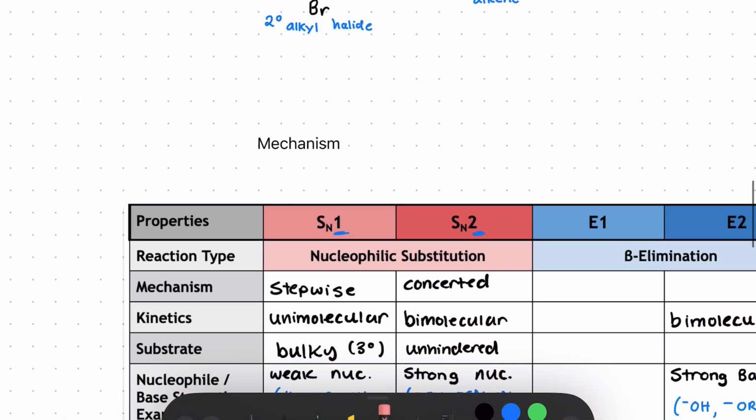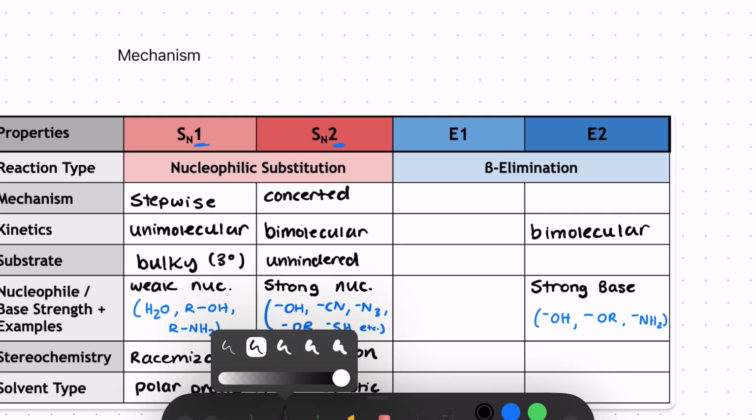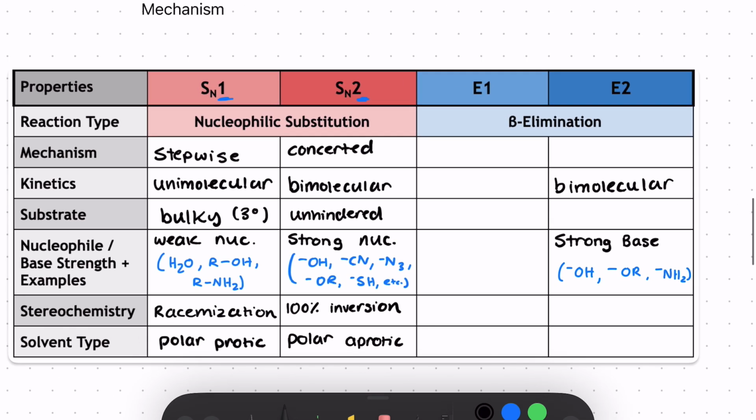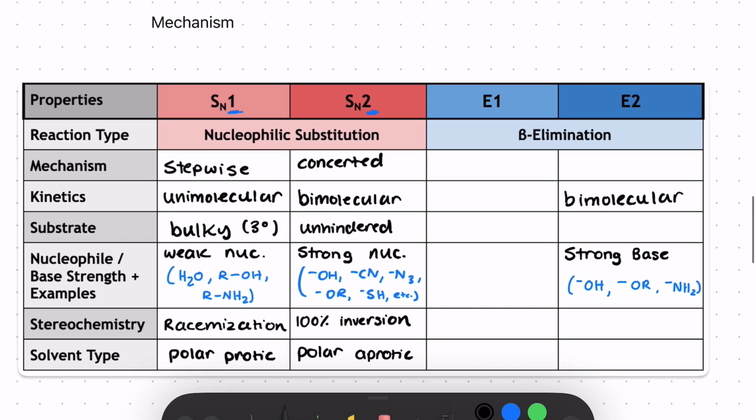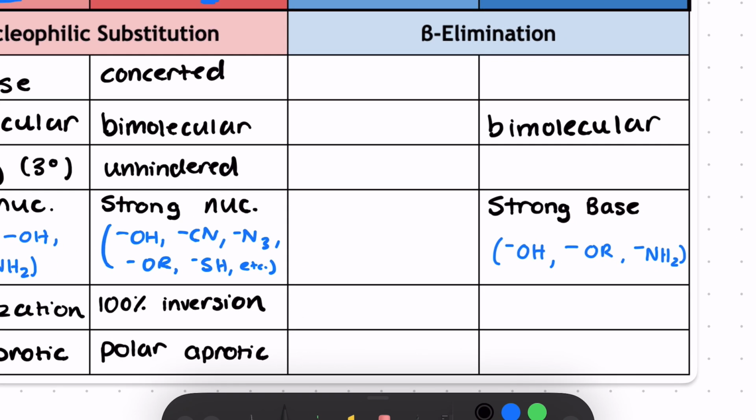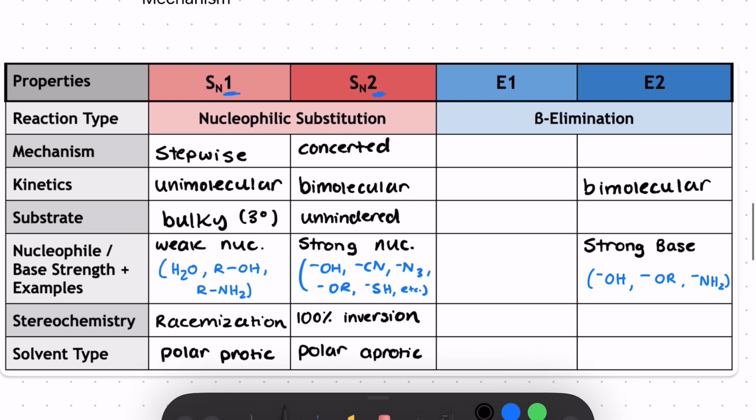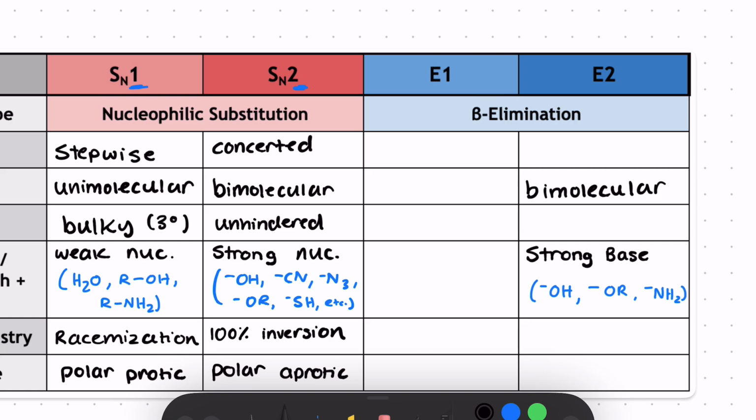So we're going to switch back to our table. We've been filling out this table over the course of the last couple of videos. And you'll recognize again, kinetics are bimolecular, and our base strength here, again, this is elimination, so we're talking about bases now. And we have some prototypical strong bases here: hydroxide, any sort of alkoxide, and NH2 minus. Negatively charged nitrogens are very, very strong bases. So those are some examples there. Now, mechanism, just like SN2, is concerted. Okay, this is a concerted mechanism.